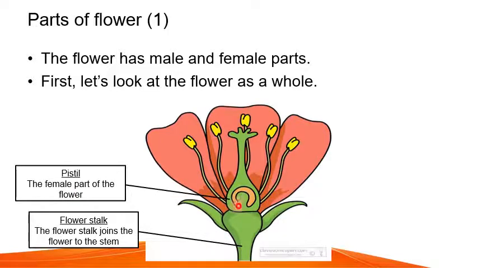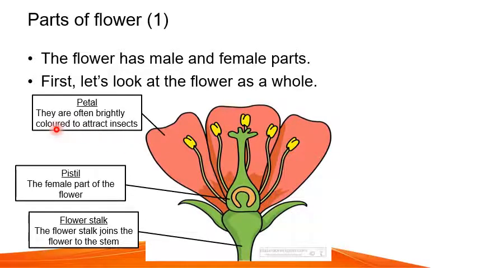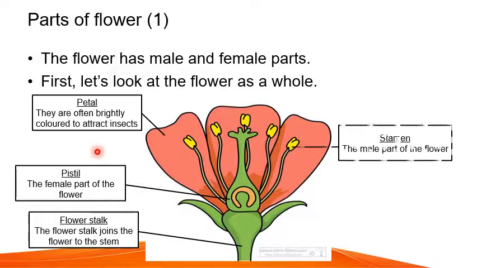Pistil, the female part of the flower. So this one, it shows only here, but it's actually all this. The one like a flower pot, that's the pistil. The petal. They are often brightly colored to attract insects. So petals bring insects to the flower. Stamen, the male part of the flower. So the whole long thing here is the male part of the flower. If you're confused which one is the male and which one is the female between pistil and stamen, there is the word men. Stamen is a stamen. Pistil, pistil means the opposite.